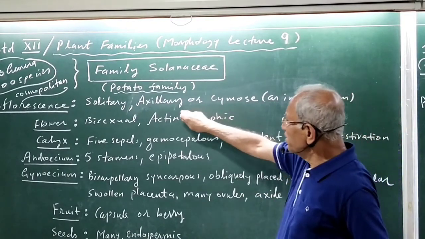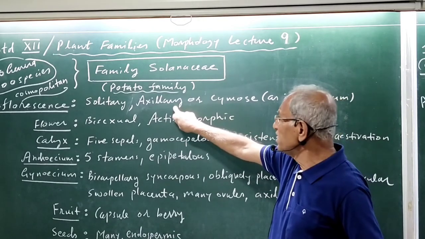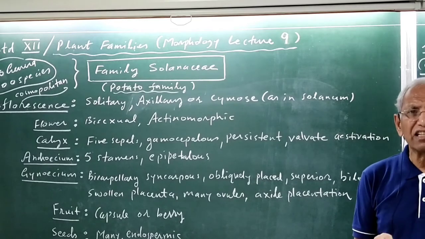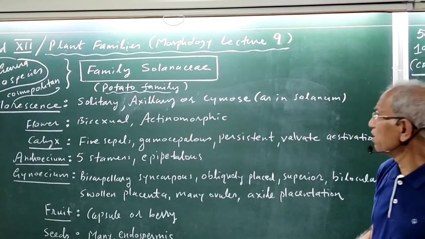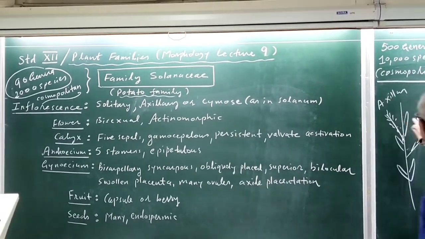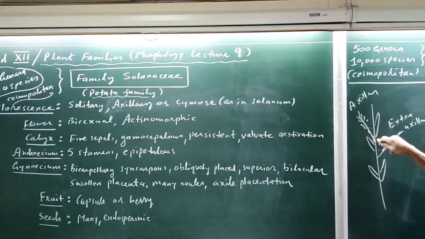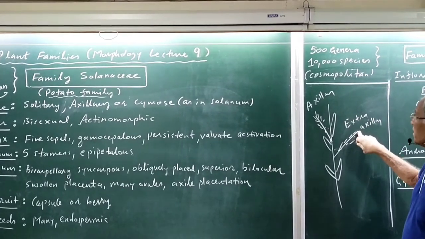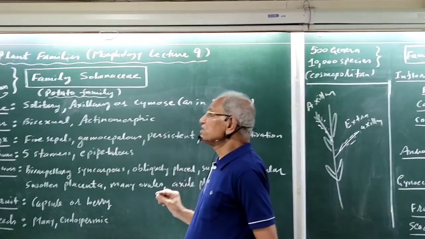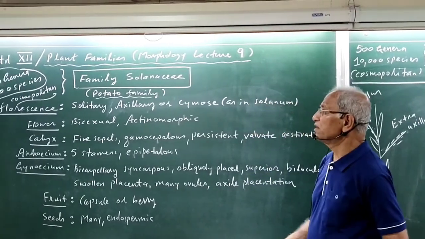So even if they are mentioning things like axillary and extra axillary, sometimes you may not take them very seriously, in the sense you have not learned that type of morphology. Cymose, you should know cymose. Suppose this is extra axillary cymose, and this is axillary cymose, and so on. Most interesting will be the typical feature of the flower.